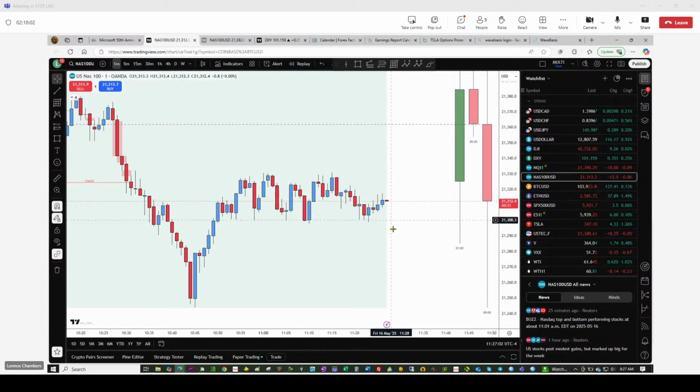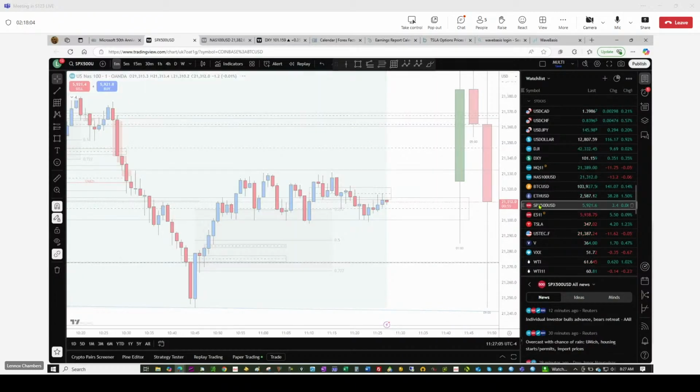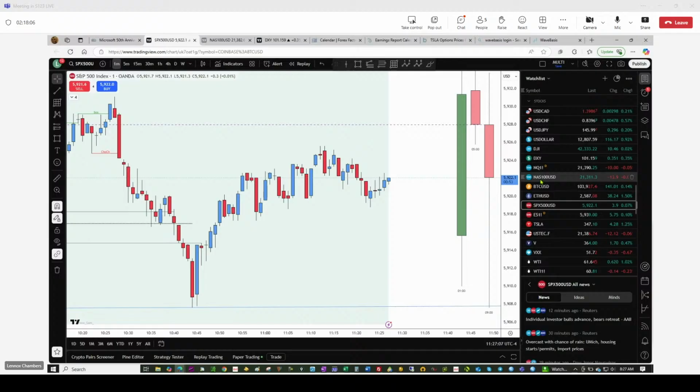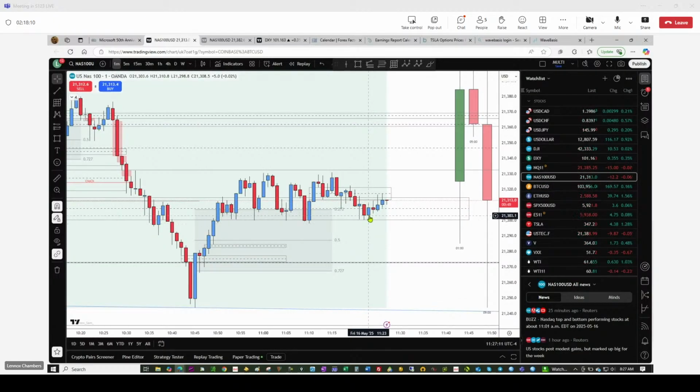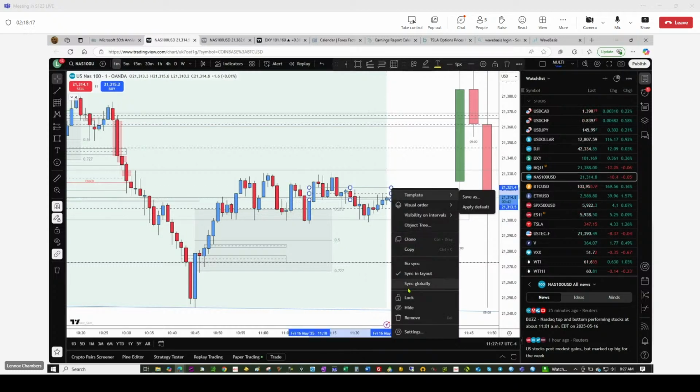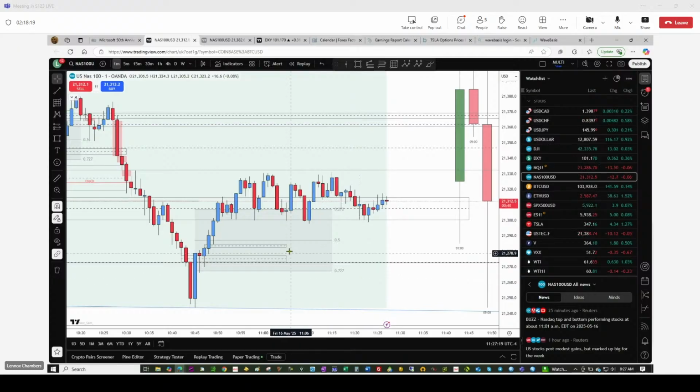NASDAQ is trying to reach inside the wave 4 again. It still hasn't made a good move upward, so it could be just a feeble attempt and turn back down.